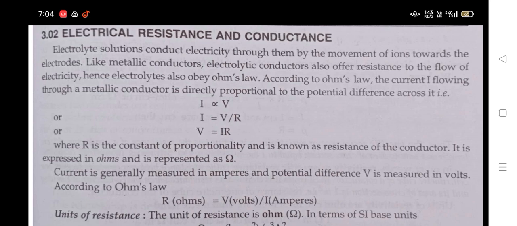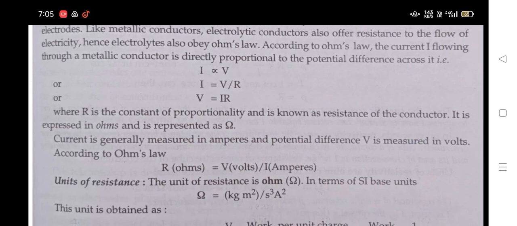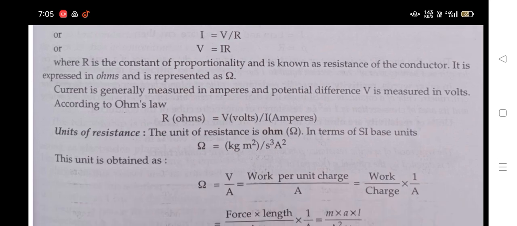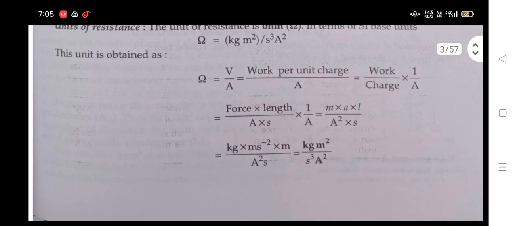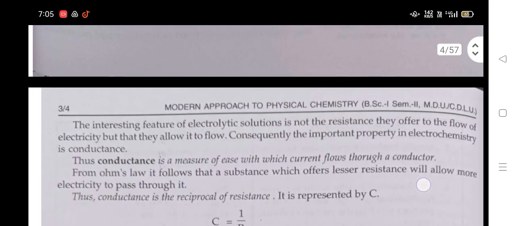I is equal to V upon R. V is equal to IR, where R is the constant of proportionality and is known as the resistance of the conductor. It is expressed in ohms and is represented by the symbol omega. Current is generally measured in amperes and potential difference is measured in volts. According to Ohm's law, R is equal to V upon I. Unit of resistance is ohm. In SI base units, it is kilogram meter square per second cube ampere square.